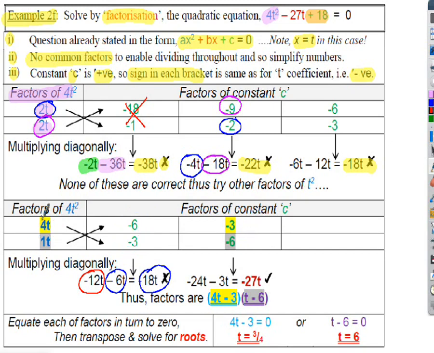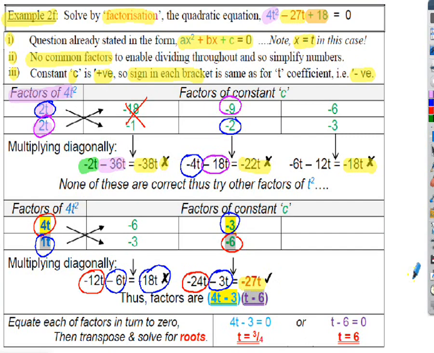But now cross multiplying the 4t with the negative 6, I get negative 24t shown here, and cross multiplying the 1t with the negative 3, I get negative 3t shown here. When I add them up, I get negative 27t, and that's what I'm looking for, the negative 27t. So now I've found my factors at last.